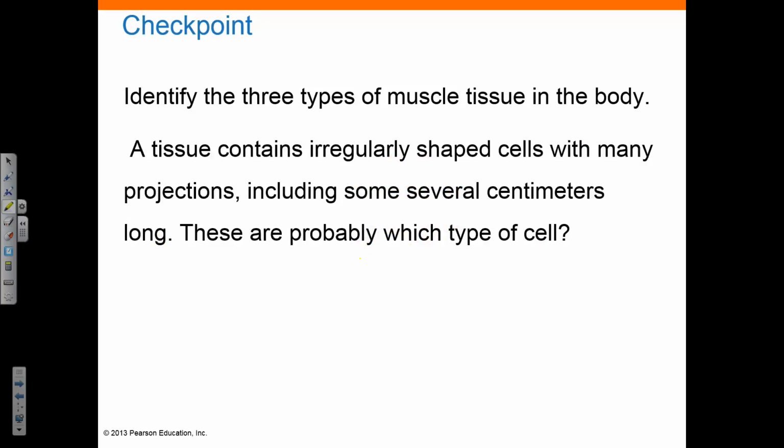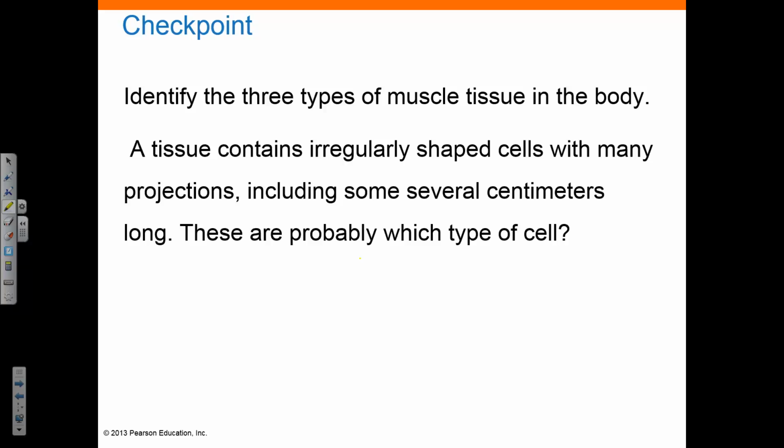Let's review with a checkpoint. Can you identify the 3 types of muscle tissues found in the body? Feel free to pause the lecture while you formulate your response. The 3 types of muscle tissues found in the body are skeletal muscle tissue, cardiac muscle tissue, and smooth muscle tissue.